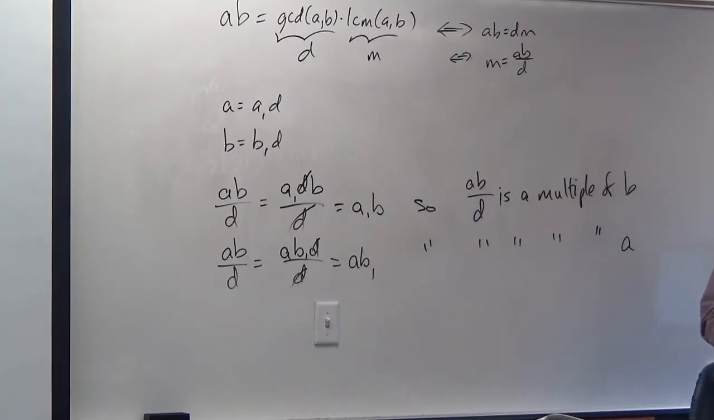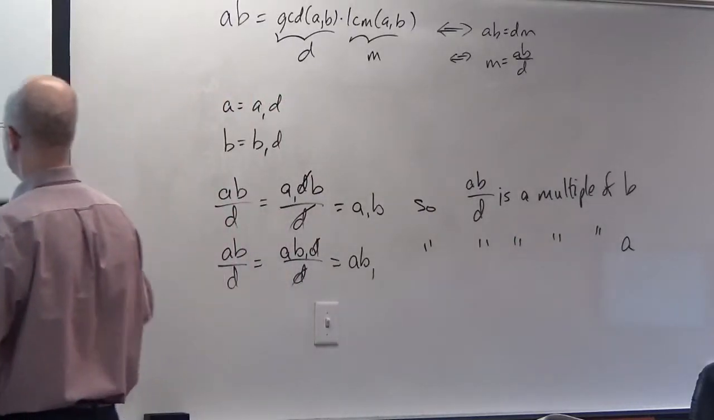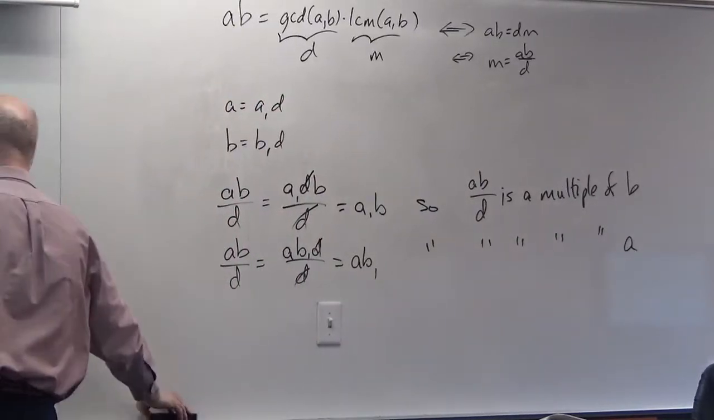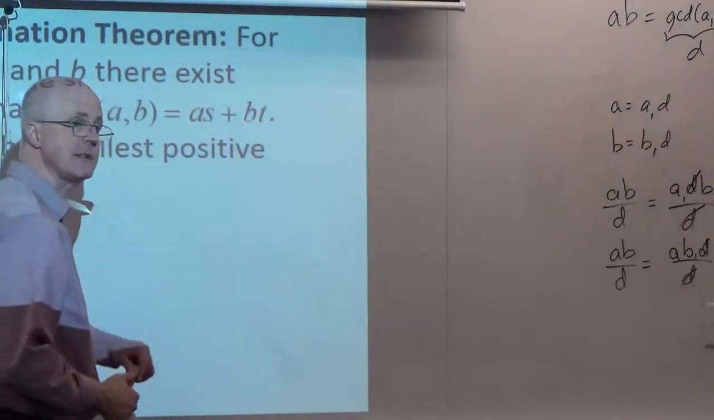How would you show it's the least? You could show it's the least by showing that any other multiple of A and B has the property that M divides that multiple. Any other positive multiple of A and B has the property that M divides it. Then M would have to be the least one. So we're talking positive integers here.